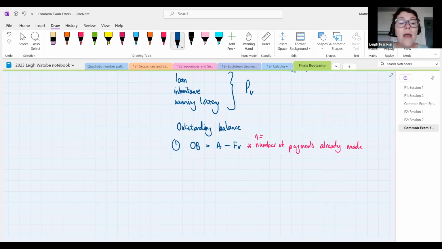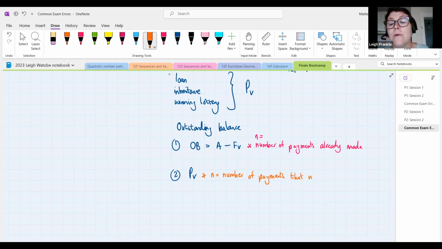The second way that we can do it is to use present value. Let's use a different color. N is going to be the number of payments that need to be made. You may not always know the number of payments that need to be made if they don't tell you the length of the loan. So you will always be able to do that using option number 1.